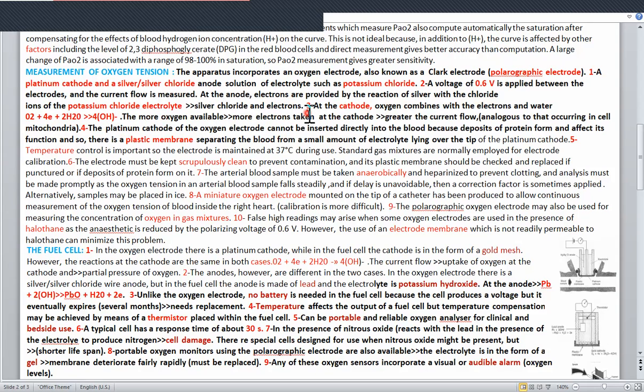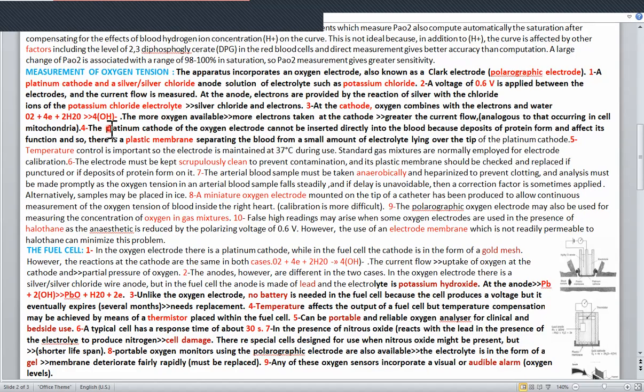What happens really at the anode? There is the reaction between the silver and the potassium chloride, creating electrons. The electrons go through the cell to the cathode. Whenever oxygen is introduced through the membrane, it unites with the electrons, inducing a current. This current is measured by the ammeter present in the cell. Of course, the more oxygen available, the more electrons will be taken. Okay, analogous to what happens in the mitochondria.